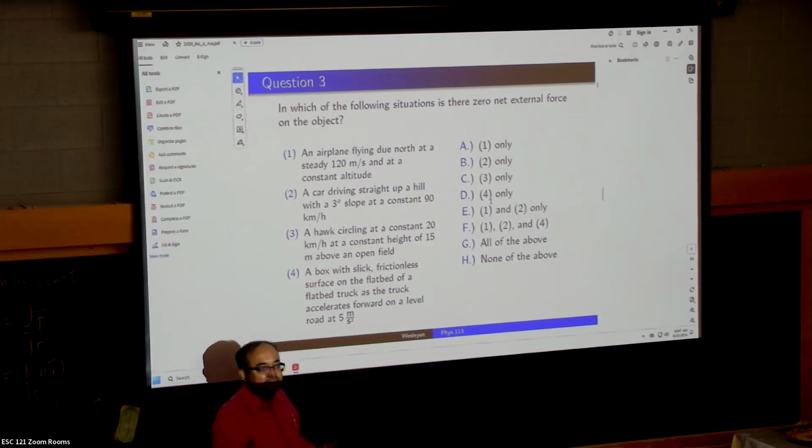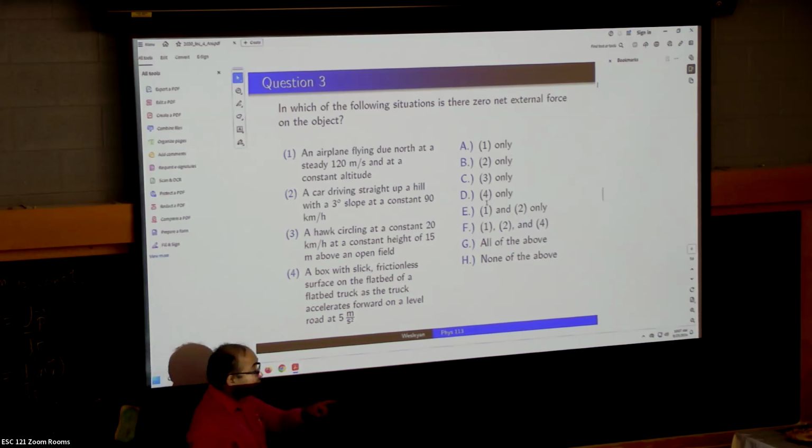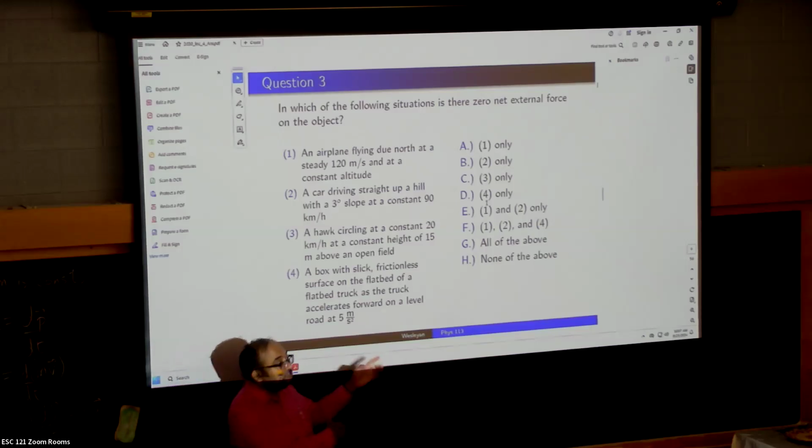Questions? Oh, yeah, question. In four, wouldn't you have to specify that we're talking about the inertial reference frame? Well, no, the truck is not an inertial reference frame. We're viewing from the side of the road. The assumption here is that unless otherwise specified, you're viewing from an inertial reference frame. The truck would not be inertial because it is accelerating with respect to the ground. And so we're treating the ground as an inertial reference frame.